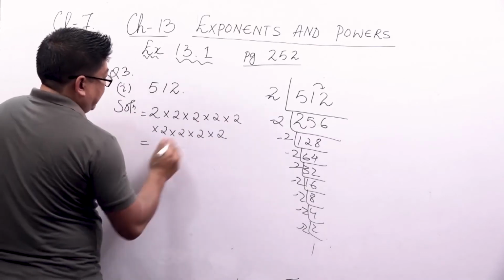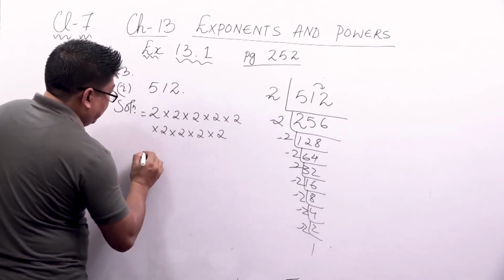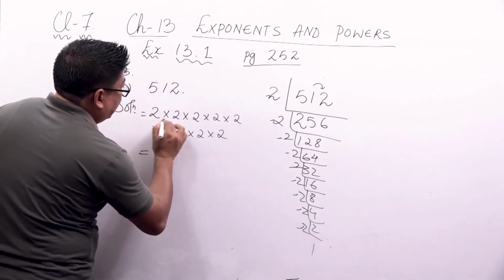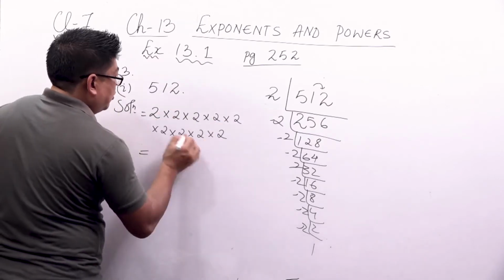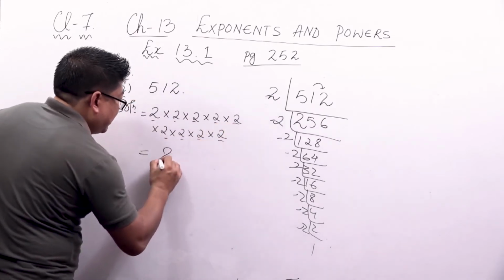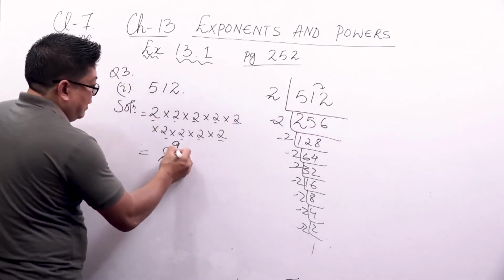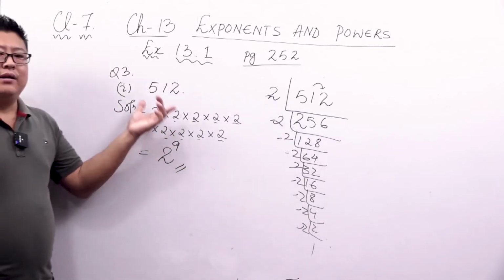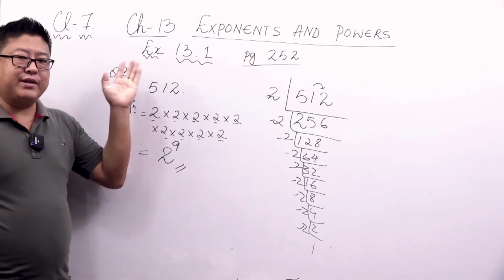And these factors, when I write it in short form, as we learned earlier, what we are going to do is count the number of 2's here. 1, 2, 3, 4, 5, 6, 7, 8, 9. So that means 2 is being multiplied 9 times. All right. We have already learned about this. This was an example taken in the previous concept class.